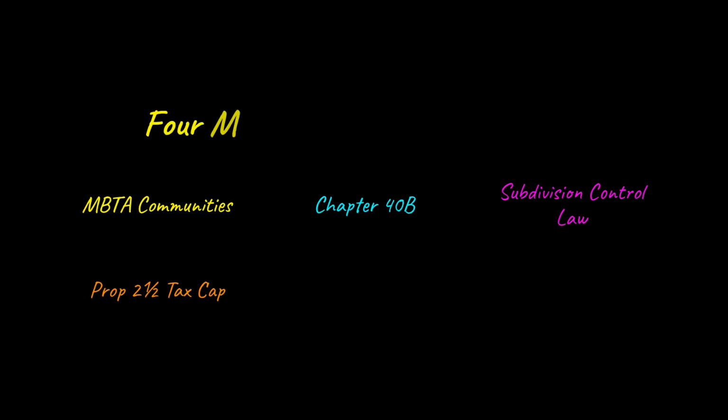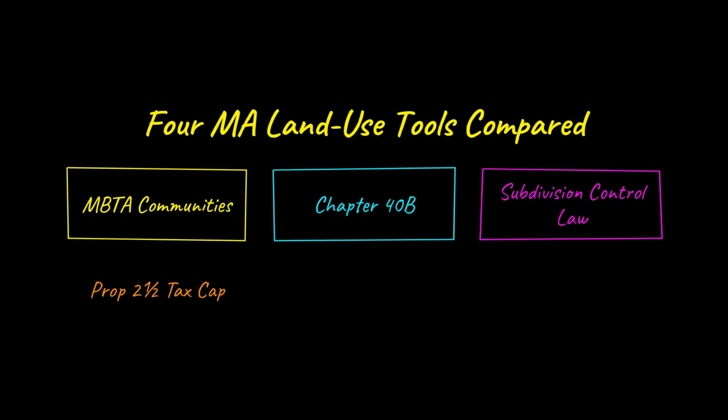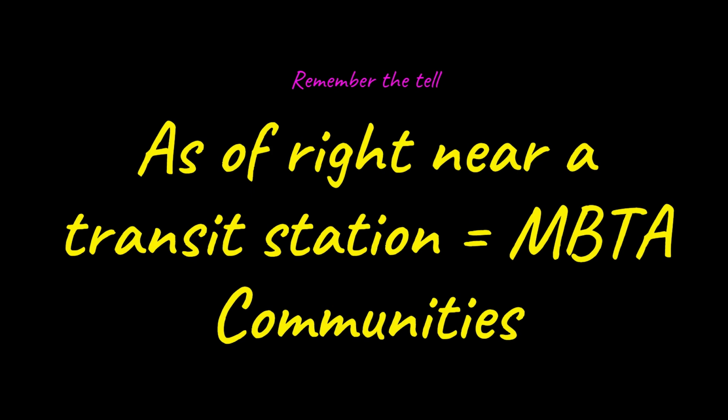It's easy to confuse this with other Massachusetts land use tools. Chapter 40B allows project-by-project comprehensive permits for affordable housing. The subdivision control law governs how land is divided into lots, and Proposition 2 and 1/2 simply caps property tax levies. Only the MBTA communities requirement mandates as-of-right multifamily zoning near transit. Whenever a question describes communities served by transit required to zone as-of-right multifamily housing near a station, the answer is the MBTA communities requirement.